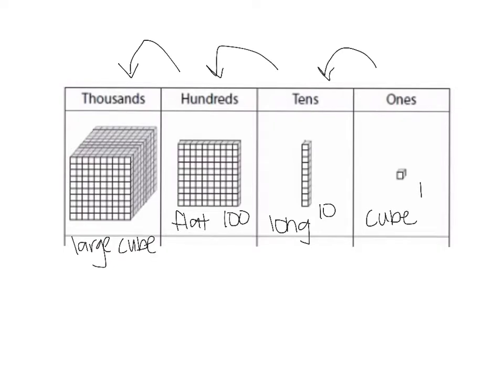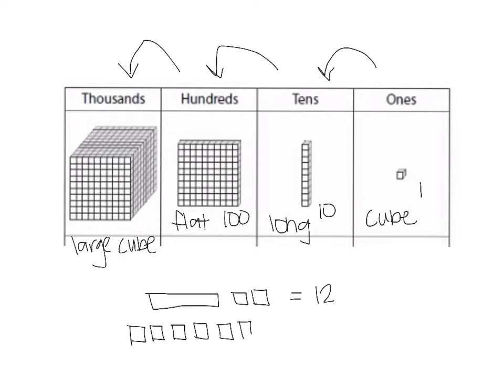Now, I can model different types of numbers using all of these different base 10 blocks. I could model it using a long and cubes. That would be 10 plus 2 equals 12, or I could write it out as 12 individual cubes. But they both equal 12. That's kind of what we're going to do in today's lesson. We're going to look at how we can rename a number but still have it have the same value.